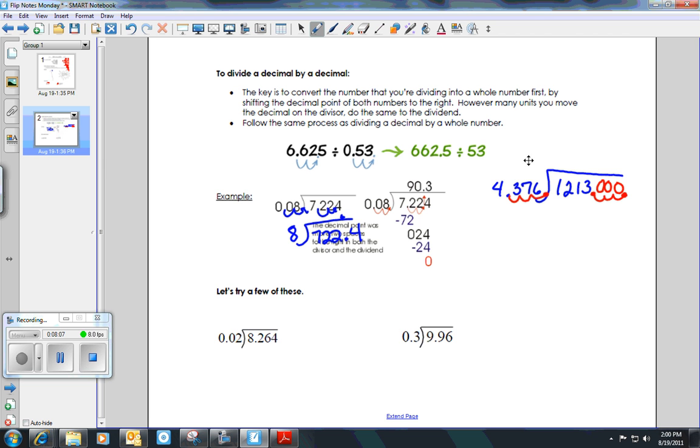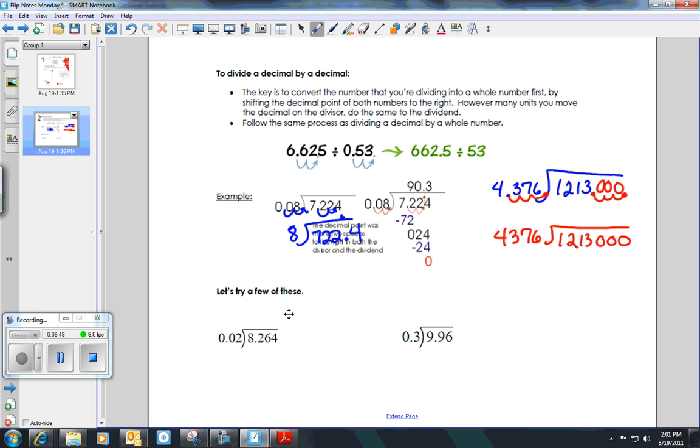Okay? So I started out with 4 and 376 thousandths dividing into 1,213. And after I have adjusted my decimal, now I have 4,376 divided into 1,213,000. Okay, big numbers, we're not actually going to divide those, and you won't see anything like that on your homework. But this kind of a problem is a lot more familiar than the ones with the decimals in it. Let's try a couple of these.